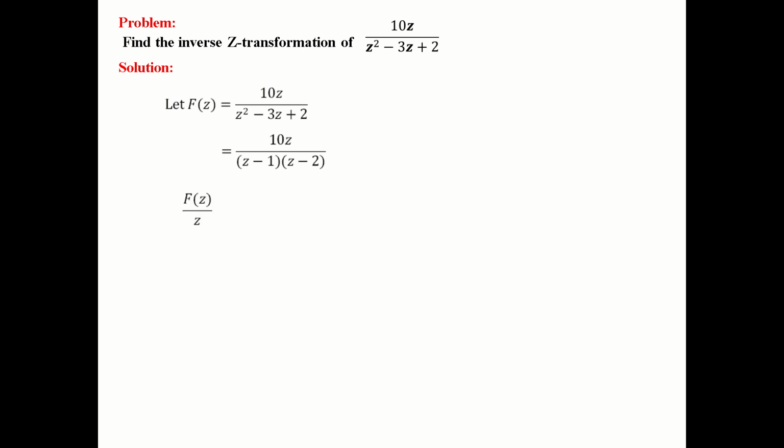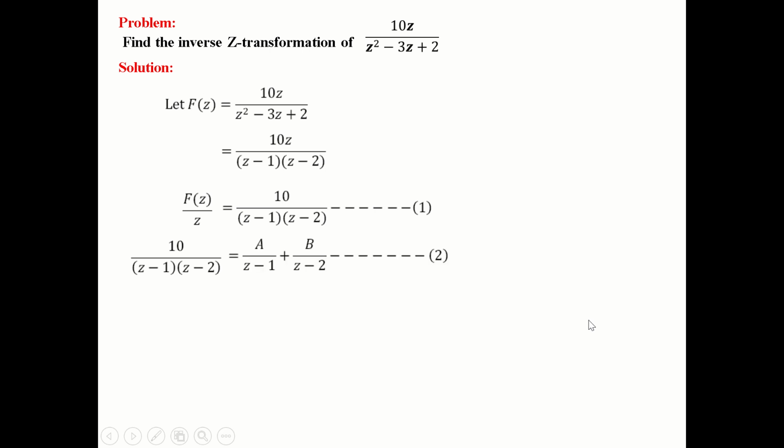Therefore f of z by z, taking that z to the denominator of the right side, you will get 10 by z minus 1 into z minus 2, right? That is equation number 1. Next, now consider 10 by z minus 1 into z minus 2, by partial fraction, a by z minus 1 plus b by z minus 2. This is equation number 2.